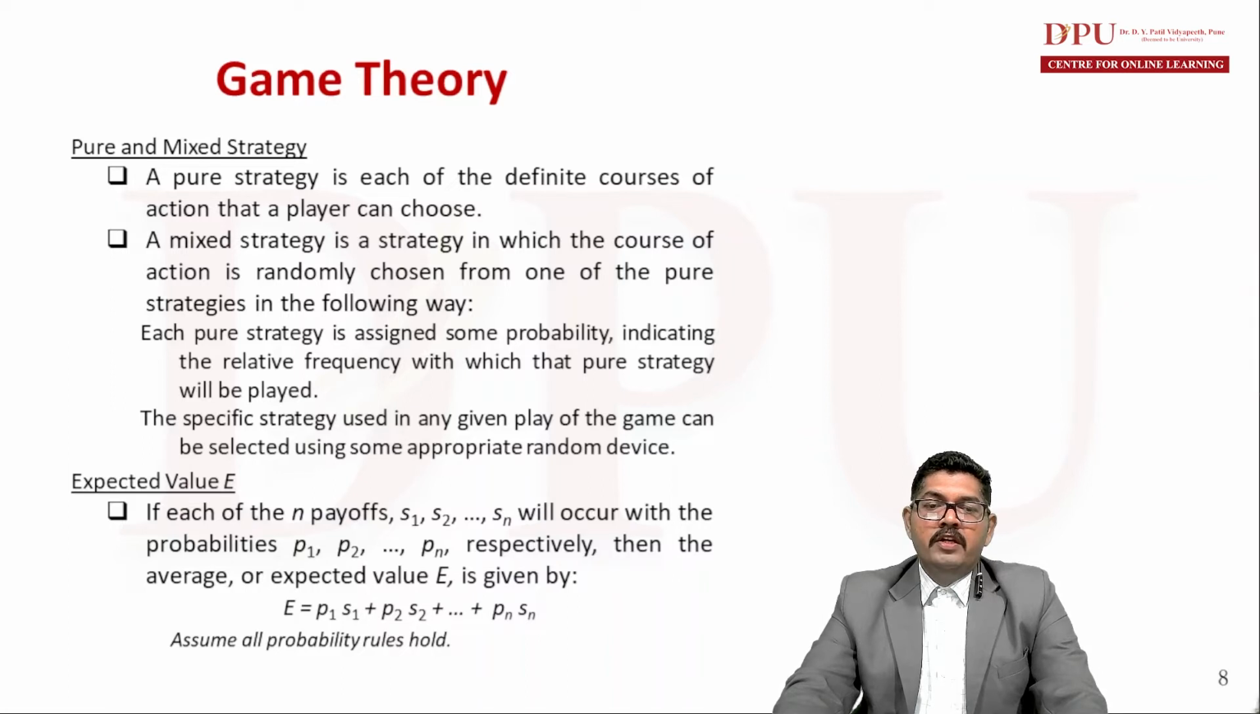Expected value, that is E: if each of n payoffs S1, S2, up to Sn will occur with the probabilities P1, P2, up to Pn respectively, then the average or expected value E is given by the sum of the products of the probabilities and the payoffs.